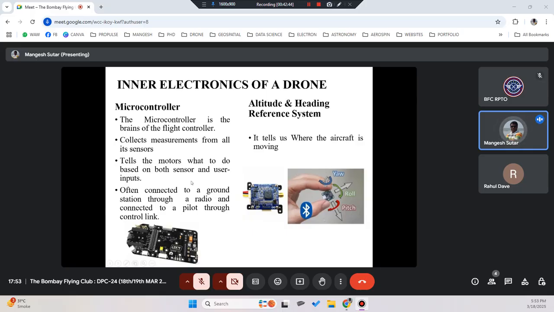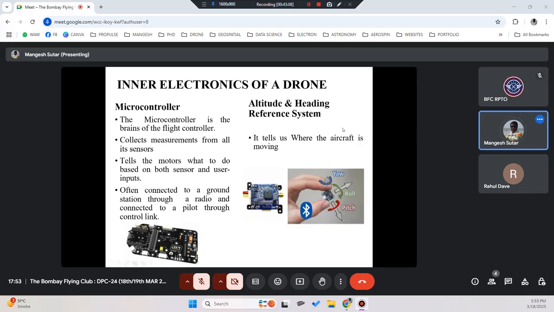It could be an input from the sensor or it could be from the user, like I'm giving pitch forward, pitch back, or I'm doing yaw or roll motions. Based on that, the microcontroller will give signals to the motor, and the motor will perform accordingly through the ESC.